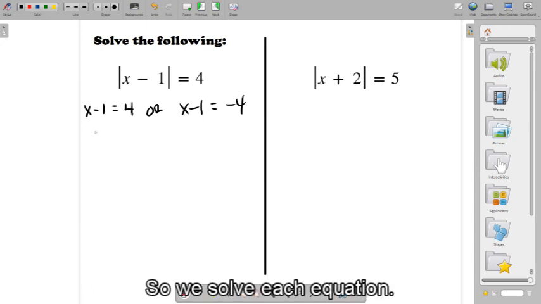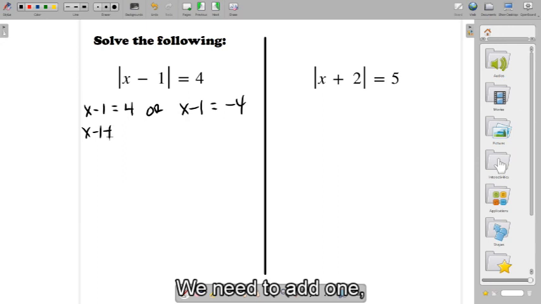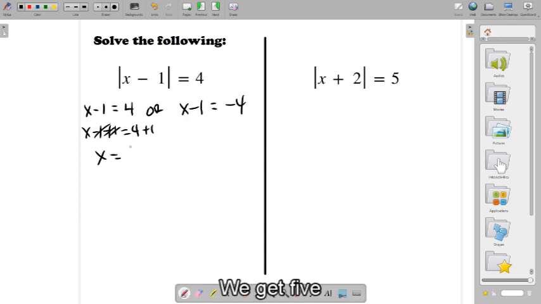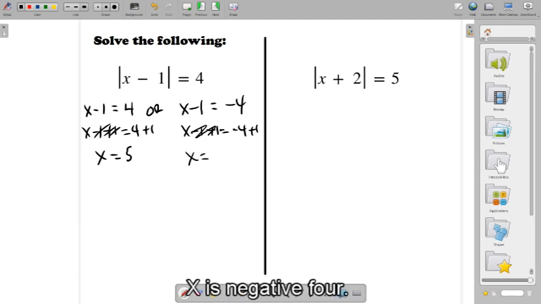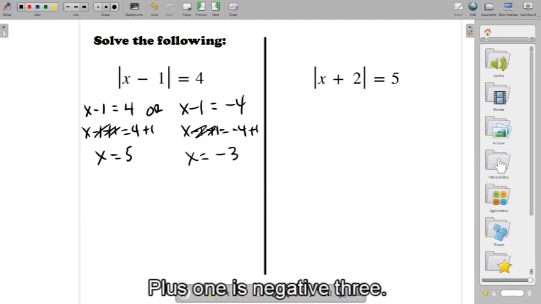So we solve each equation. We need to add 1, so we get x equals, those add out, we get 5. Over here we need to add 1. The ones add out. X is -4 plus 1 is -3.